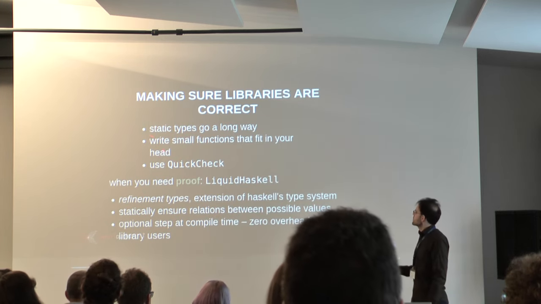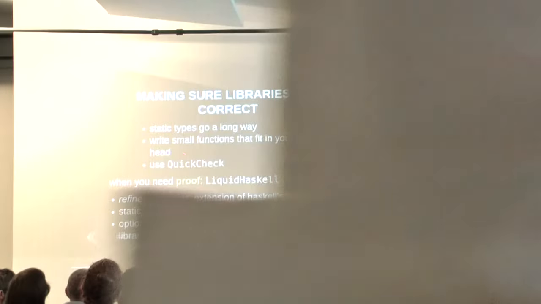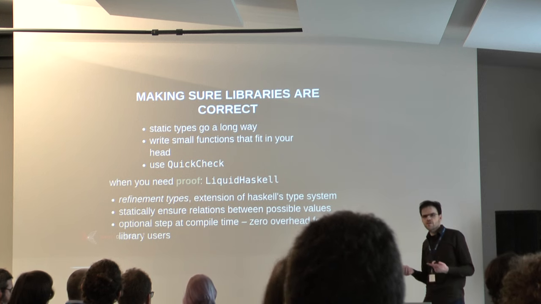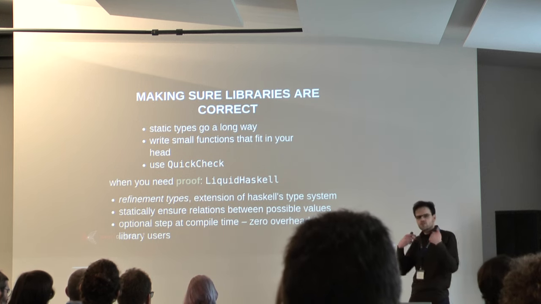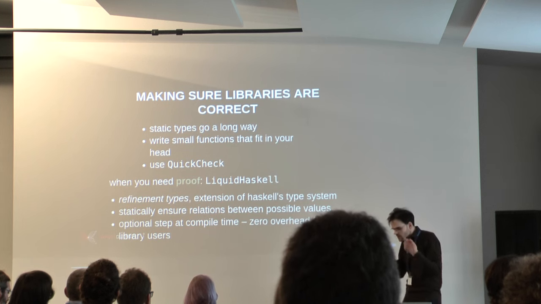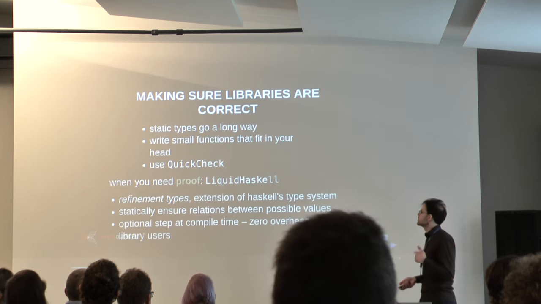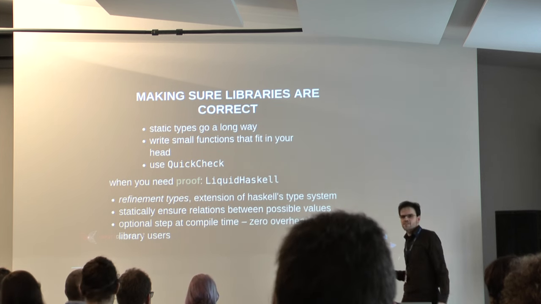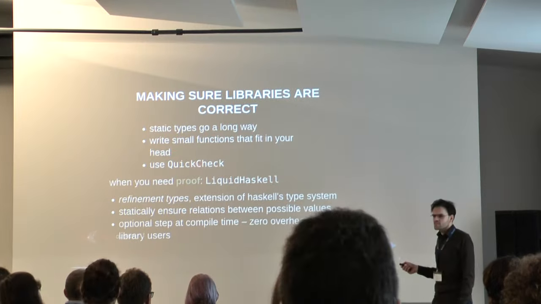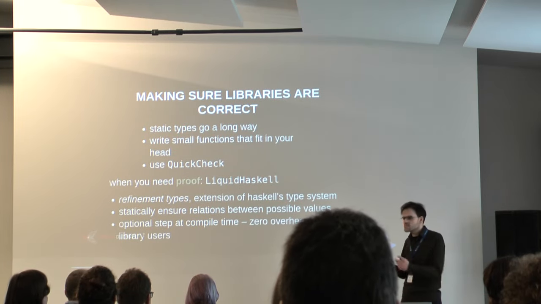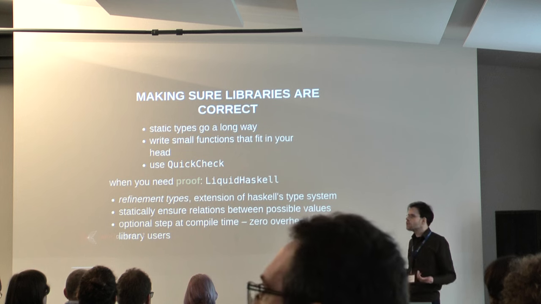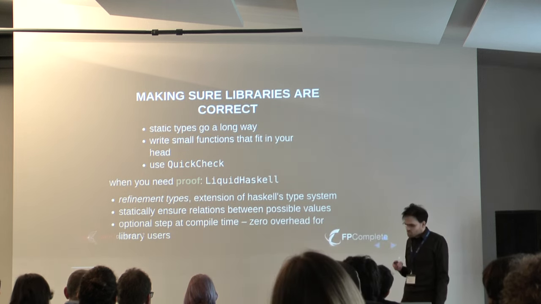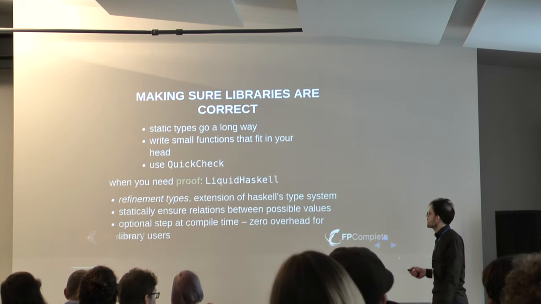Another thing that Haskell is particularly good at is that it allows you to write small functions. And small functions fit on a single page of the screen, and they also fit in your head, so you can reason about them and really understand the whole function and convince yourself that it's correct. And then there's also great tooling like QuickCheck, which can find corner cases that you just haven't thought about. Even if you understand the function, you might not have thought about all the corner cases, but with randomized testing, you will just be presented with these corner cases.